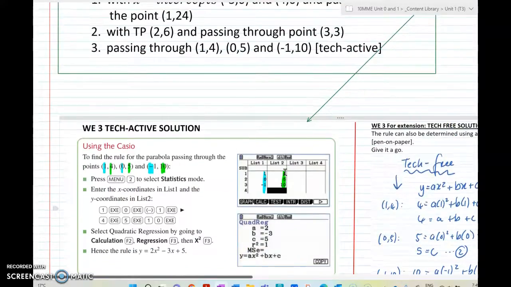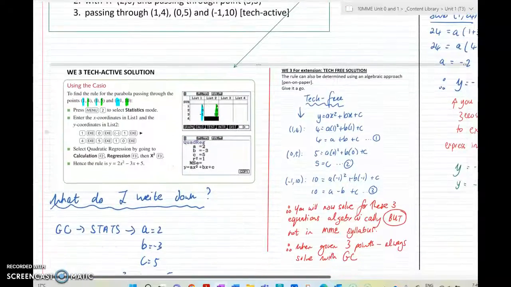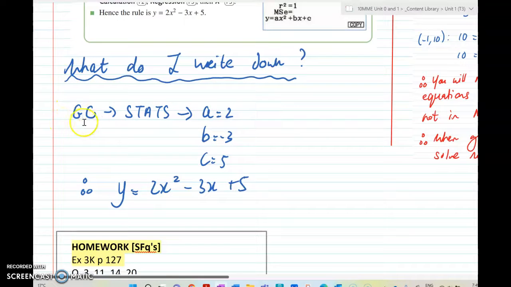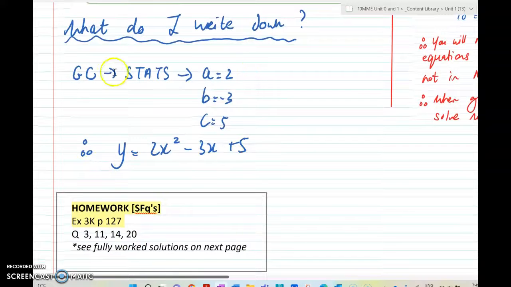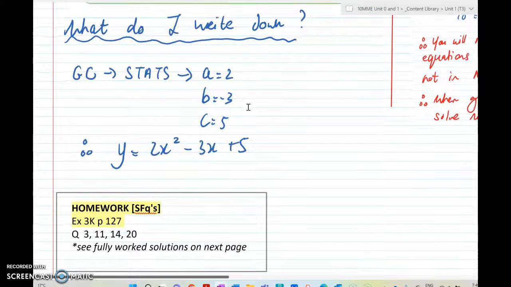So the question here really is, what do I write? If this is the question in the exam, what do I write on my page? So have a good look here. We would love to see the following. You just write GC, graphics calculator, stats, and then you just give us the A, B, and C values, and then just make sure you put it in standard form. So that's really all you've got to write down if you build it from 3 points.